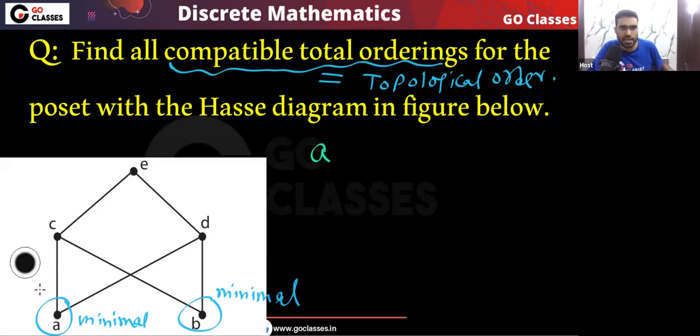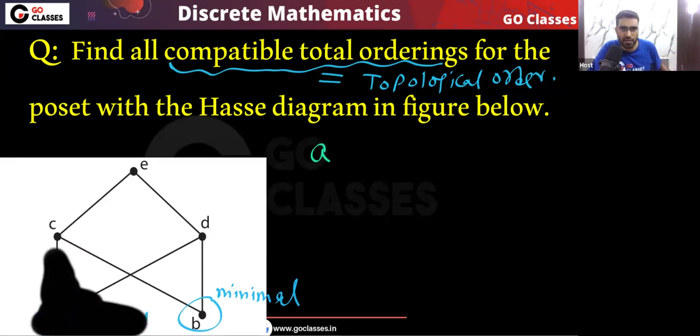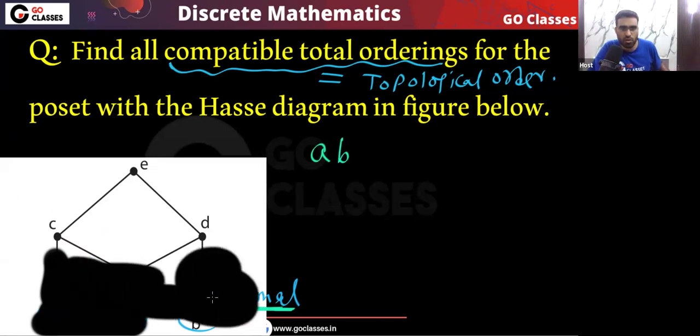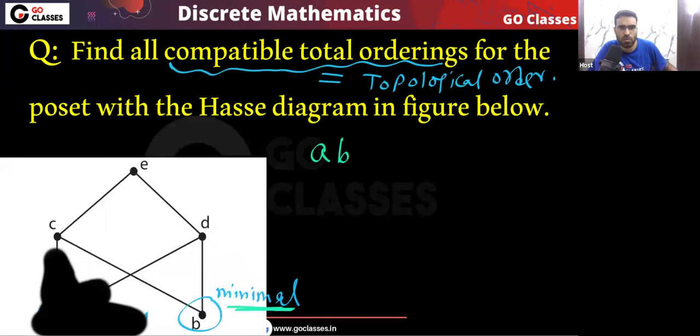Now, if I delete this A, which element is minimal? Is C minimal? No, C is not minimal because B is related to C. So this is the only minimal, so I need to take B. After taking B, now you delete this B. Now you tell me which element can I take? Now this C is minimal, D is minimal. Yes or no?